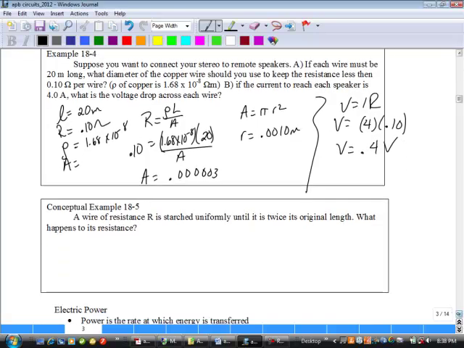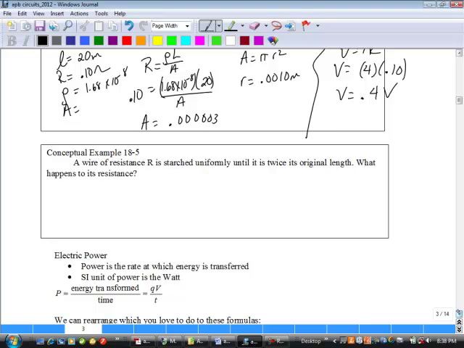Next one's tricky. Take a few minutes to read it, see if you can figure it out. Love the conceptual questions here. It says a wire of resistance R is stretched uniformly until it's twice its original length. What is going to happen to its resistance?